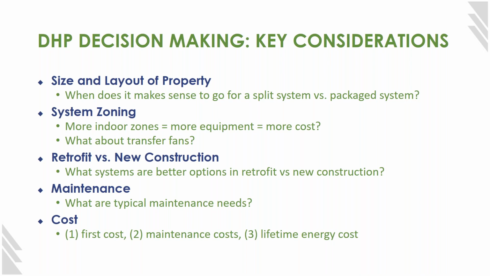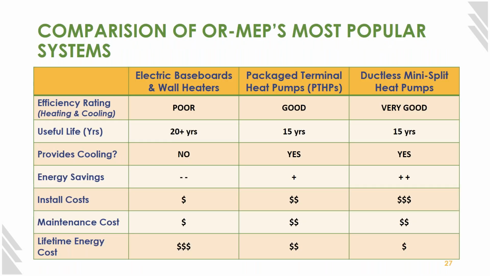So let's look at a comparison of some of the more popular systems in the ORMET program. In this table, we have 3 columns. We have this column here for electric baseboard and wall heaters. This is just electric resistance heating. Then we have packaged terminal heat pumps, those very low cost through the wall package systems. And then ductless mini split heat pumps, super high efficiency individual heat pump for each unit with potentially an indoor unit in every room.